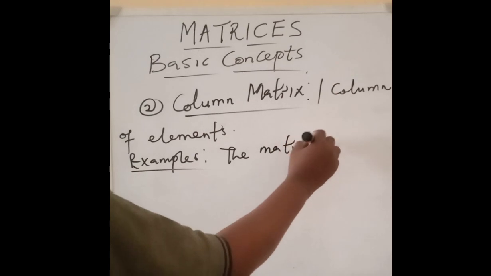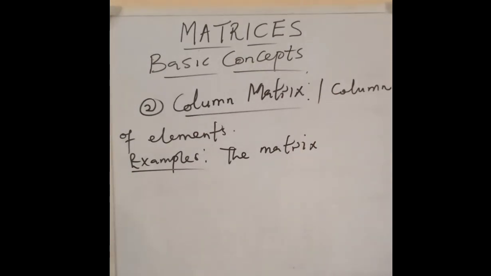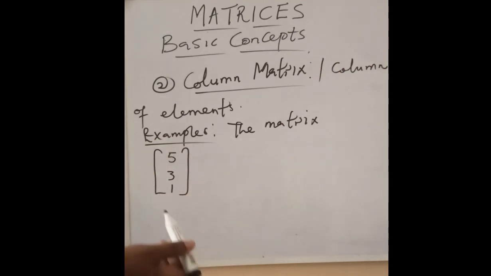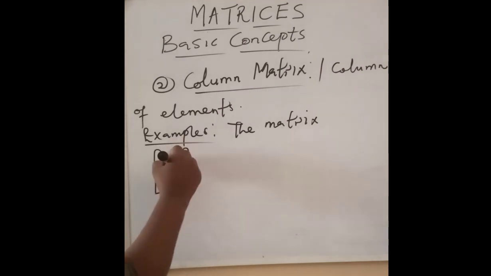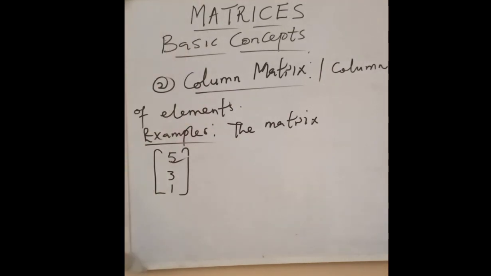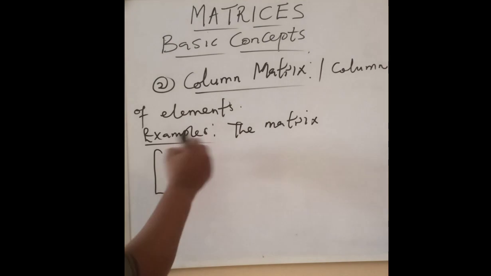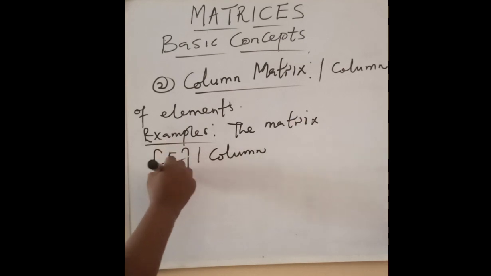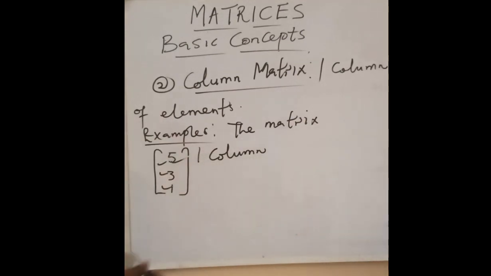We have this matrix. I'm going to be writing it out now. We have the matrix 5, 3, 1 enclosed within that bracket. This is a very good example of a column matrix. How many columns do we have here? Just one column. It has an order of 3 by 1.